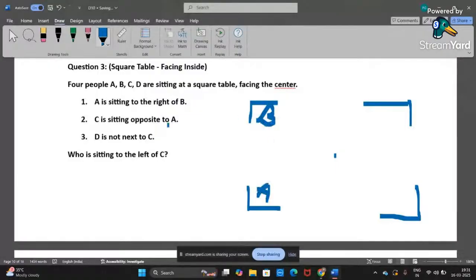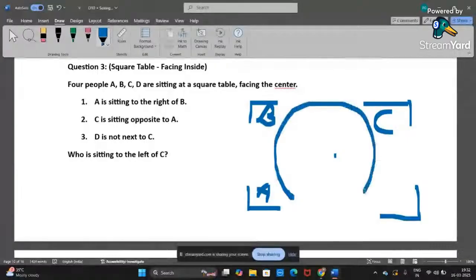C is sitting opposite to A. Opposite to A means here. D is not next to C. So let us take it as clockwise. Okay. A is sitting to the right of B. C is opposite to A. D is not next to C.